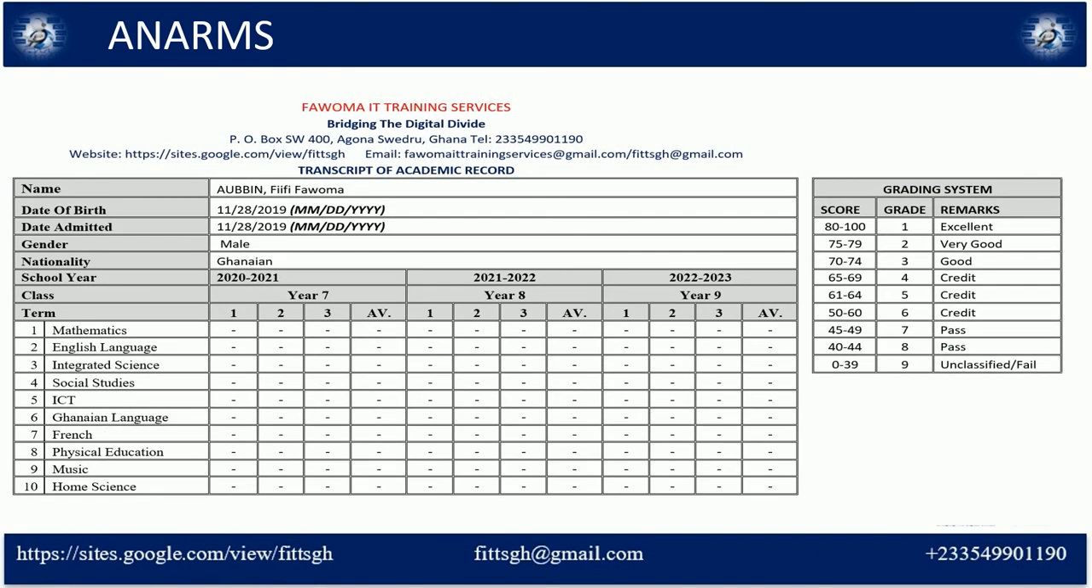Once a report is generated, it should automatically come with the previous terms' records. So assuming the student is in Form 3 or Year 9 second term, as soon as the report is generated, it should come with Year 7 or Form 1 first term through to the current term. So that is how comprehensive the system is.